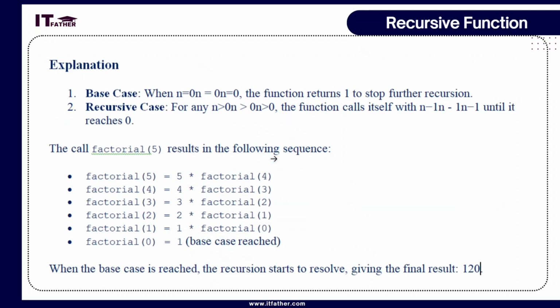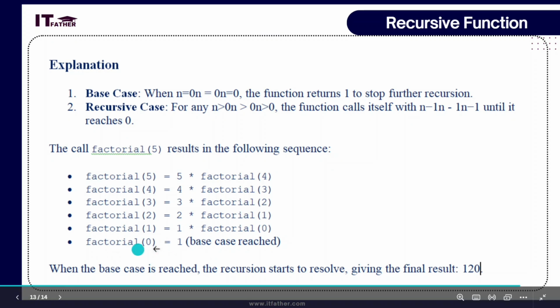Okay, so let's understand this case. Base case: when n is 0, the function returns 1 to stop the further recursion. And the recursive case is here. When the value of n is 5, then 5 into factorial 4. That time it is going to multiply with 4. And when it is called with 4, it will call 3, then 3 with 2, then 2 with 1, and then 1 with 0. And when it is factorial 0, the base case is reached.